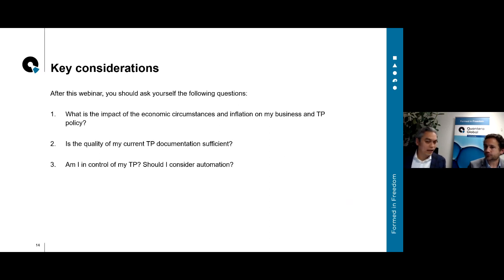looking at it, I think it would be good to finish up the slides. I think we still have a couple of minutes left. So going back to you, Adrian, or would you like to say something about the key considerations? Maybe just a little bit of key considerations. What is important? What is the impact of the economic inflation on my business and transfer pricing policy? This is basically a combination of what we both told today.